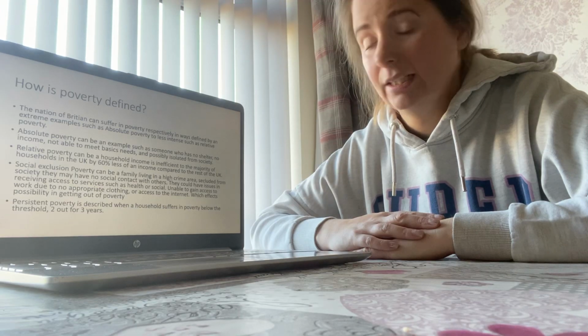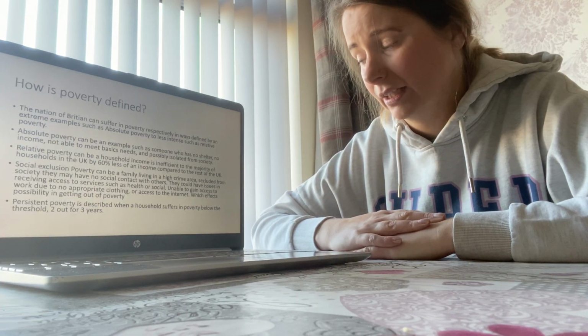How is poverty defined? Britain can suffer from poverty in different ways, defined by extreme examples such as absolute poverty, to less intense forms such as relative poverty. Absolute poverty can be someone who has no shelter, no income, is not able to meet basic needs, and is possibly isolated from society.